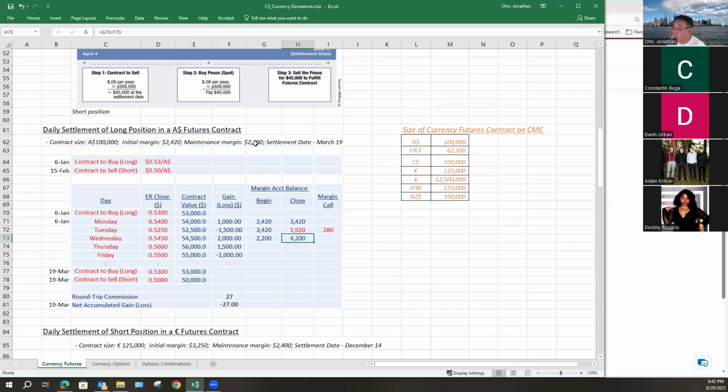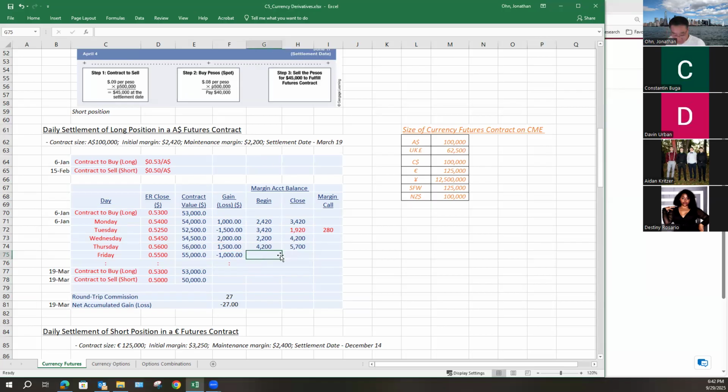$4,200 is way over the maintenance margin. You don't have any problem. So this one will be your beginning balance on Thursday. So 4,000. Let me just do it this way. Copy that. You started with this one, and on Thursday you got another $1,500. So your ending balance will be this one plus this one. That's your ending balance, way over the maintenance margin.